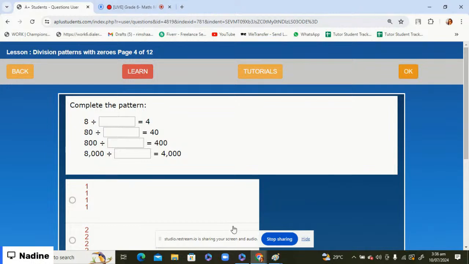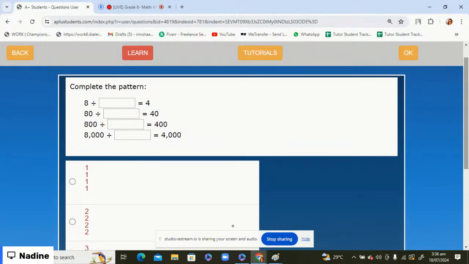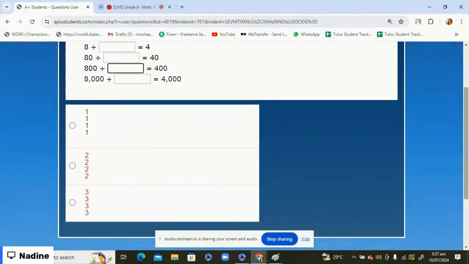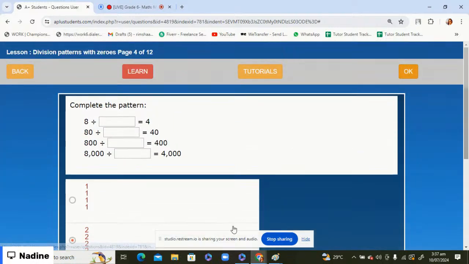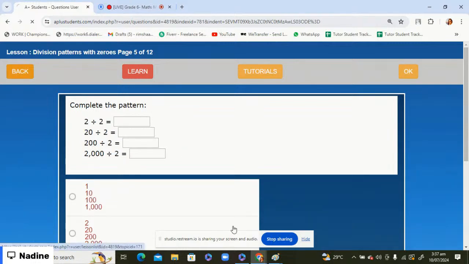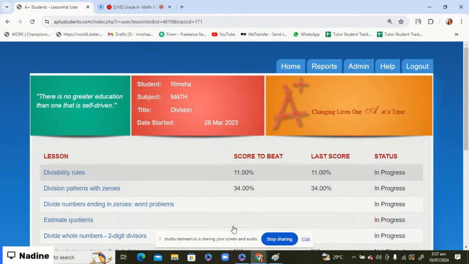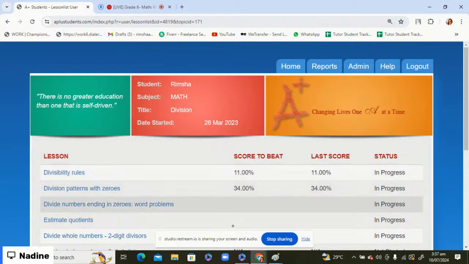Then it's 2 and 2. 80 divided by 2 is 40. Now 800 divided by 2 is 400. 8,000 divided by 2 is 4,000. Okay, so it's 2. Hope you guys understand this lesson as well. So now let's discuss the last lesson of the day, which is divide numbers ending in zero word problems.